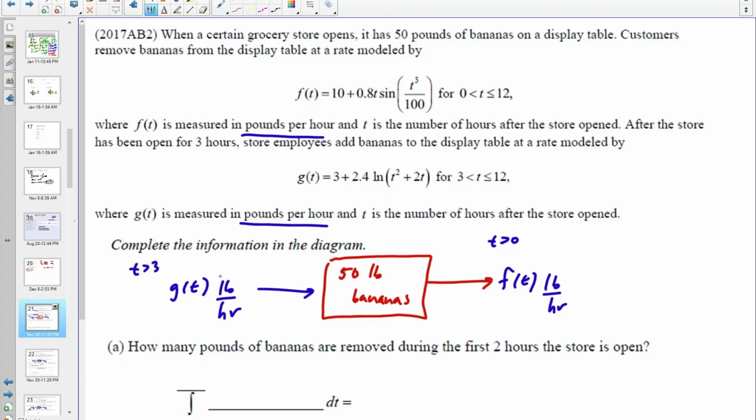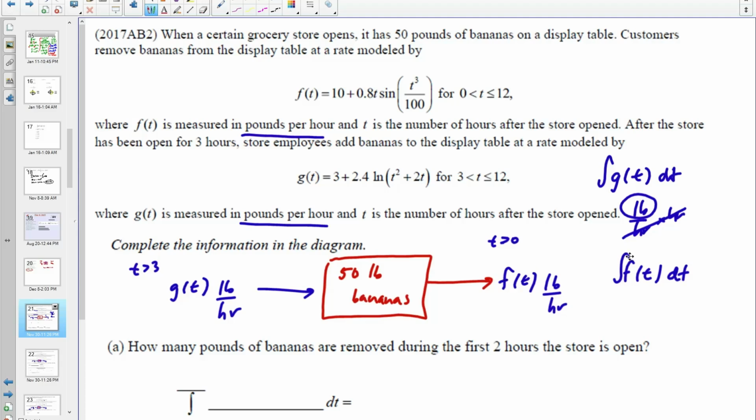Second, realize that if you integrate a rate, you get an amount of change. So if I integrate G(t) dt, what I get is pounds per hour times hour, and that'll give me pounds. So if I integrate this rate, I'll get the amount of change of pounds of bananas going in. And if I integrate the rate F(t), I'll get pounds of bananas leaving. That's how I can convert this, in a sense, to pounds.